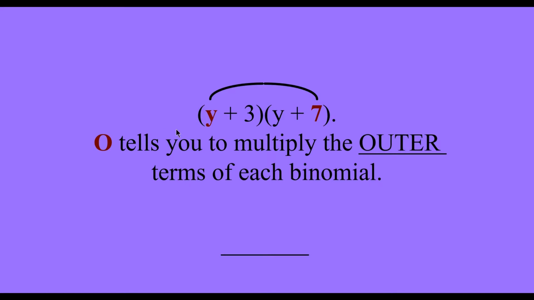O tells you to multiply the outer terms of each binomial. This is the left outer term of this binomial, and this is the right outer term of this binomial. So we multiply 7 times y, and we get 7y. We have to keep the y squared from the F, and the O gave us that.